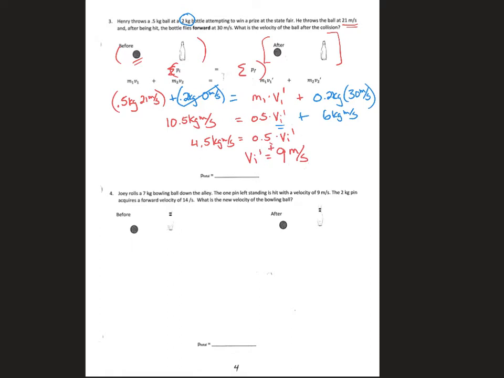Now notice it came out to be a positive number. And why does that matter? Well, because velocity and momentum are both vectors. Since we made the 21 meters per second a positive velocity, and the ball was going to the right, and the bottle had no velocity to begin with, anytime the velocity is to the right, we know it's positive. We can therefore deduce that the ball, after hitting the bottle, keeps going, keeps moving forward, really. It doesn't bounce backwards.